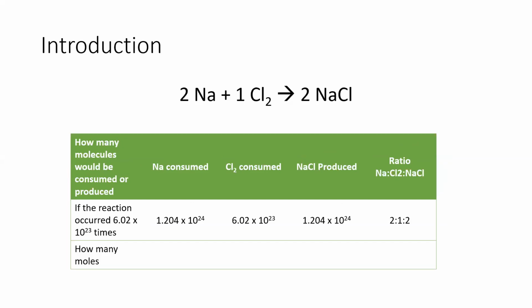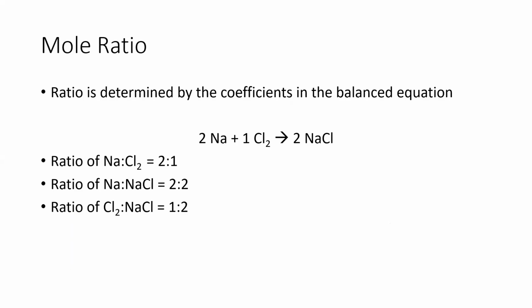If we think about this in moles, remember a mole is 6.02 times 10 to the 23rd molecules. We're seeing 2 to 1 to 2, the same numbers that we are seeing in our coefficients. So the ratio is really determined by the coefficients in that balanced equation. If we are looking at sodium plus chlorine gives us sodium chloride, the ratio of sodium to chlorine is 2 to 1. The ratio of sodium to sodium chloride is 2 to 2, and the ratio of chlorine to sodium chloride is 1 to 2.